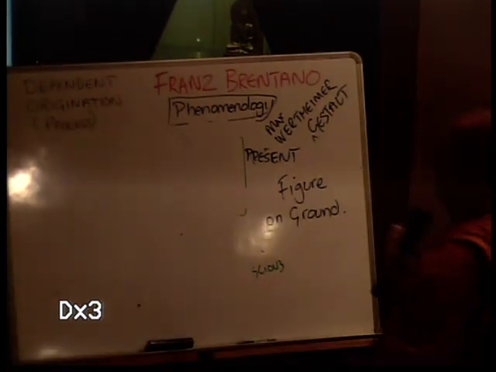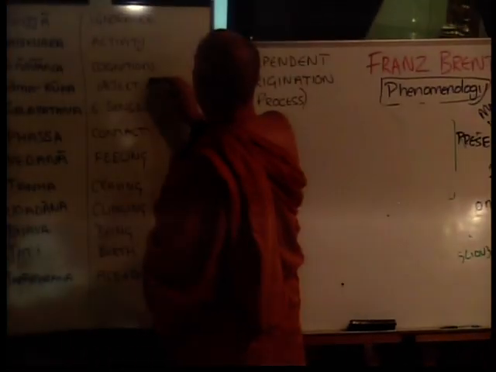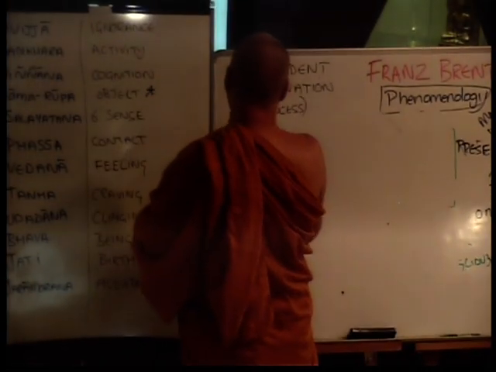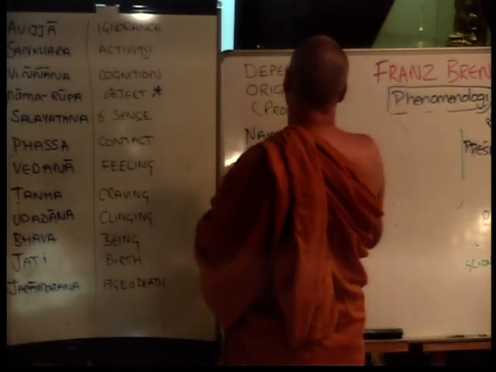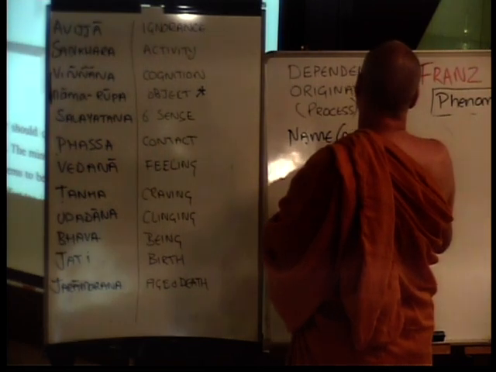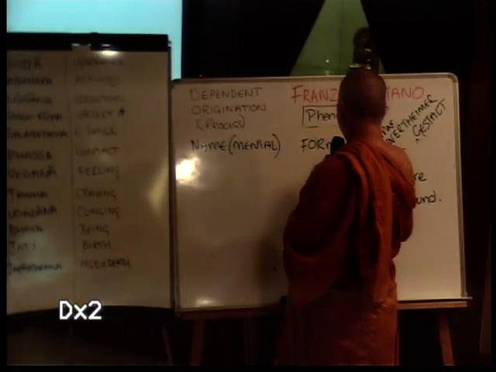Now we're going to come over to Nama Rupa here. Nama Rupa is translated as name, which really means mental factors, and form, which really means the physical factors.